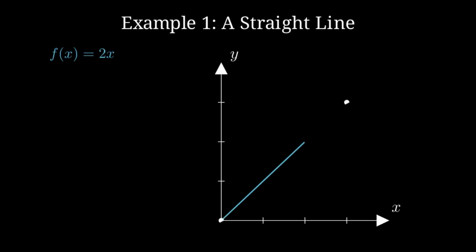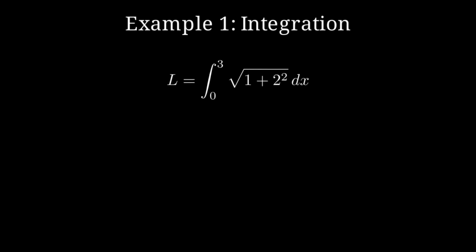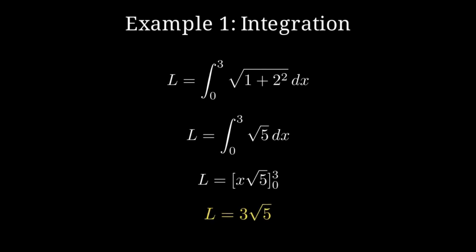Let's test this with a simple straight line. Consider f of x equals 2x from 0 to 3. We know from the distance formula that the length should be the square root of 3 squared plus 6 squared, which is the square root of 45. Using our new formula, the derivative is 2. Squaring it gives 4, so we integrate the square root of 5. The result is 3 times the square root of 5, which is exactly the square root of 45. The formula works perfectly for linear paths.